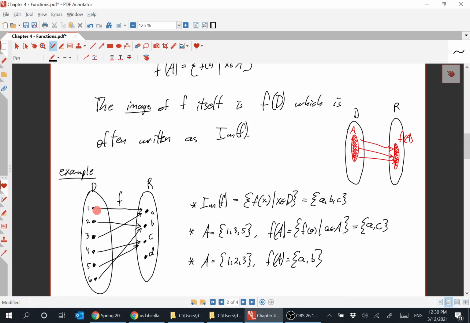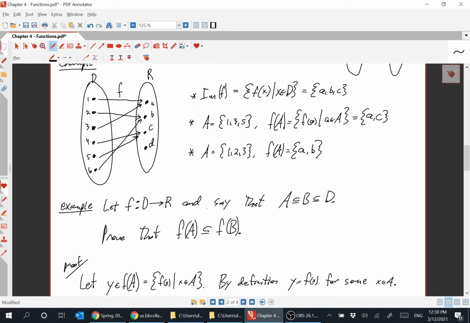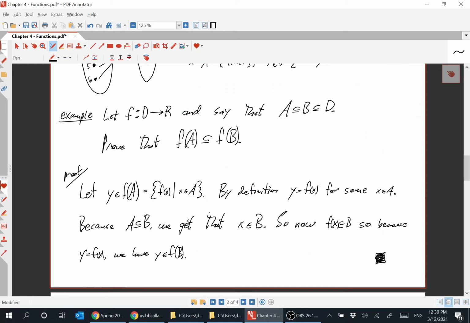If A is equal to the set {1, 3, 5}, 1 and 3 both go to A, and 5 goes to C. So the image of {1, 3, 5} is just {A, C}. If A is equal to {1, 2, 3}, then the image of A is {a, b}. All right, so examples of images.